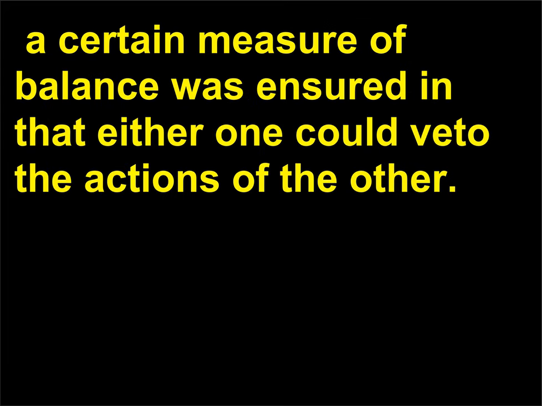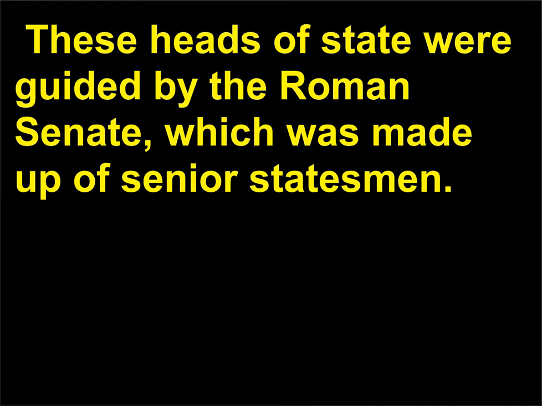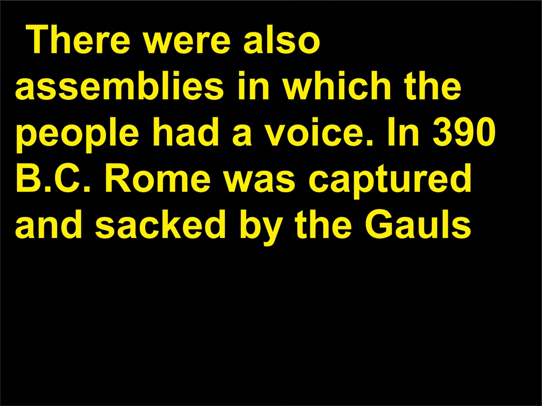Since they shared power, a certain measure of balance was ensured in that either one could veto the actions of the other. And the posts were brief, each elected official served for only 1 year. These heads of state were guided by the Roman Senate, which was made up of senior statesmen. There were also assemblies in which the people had a voice.